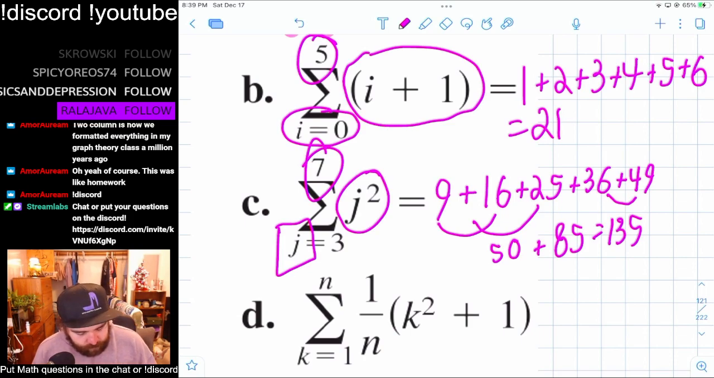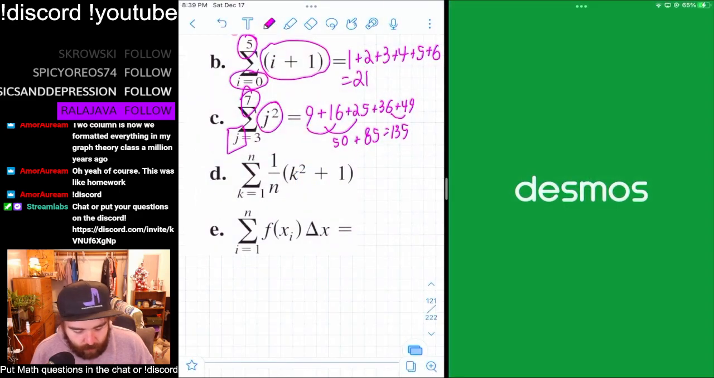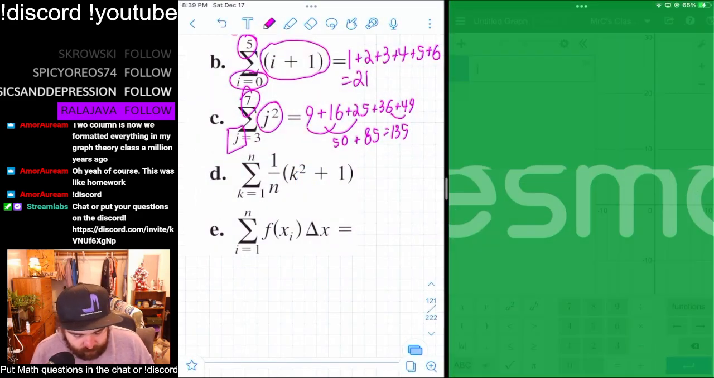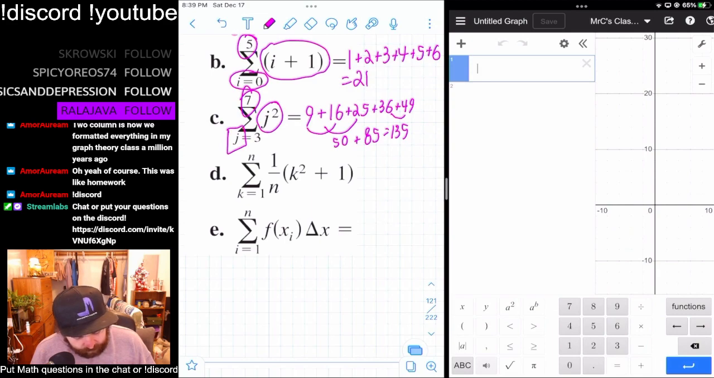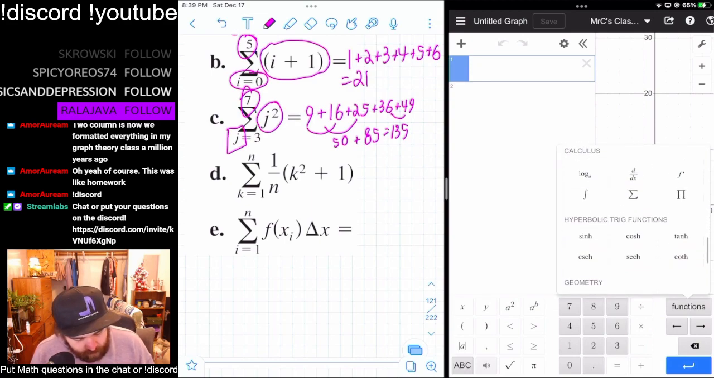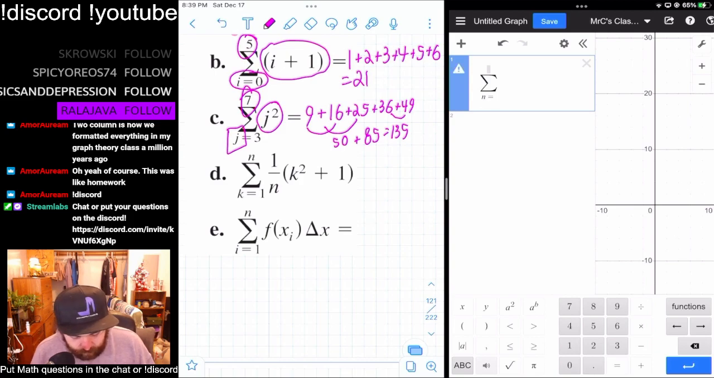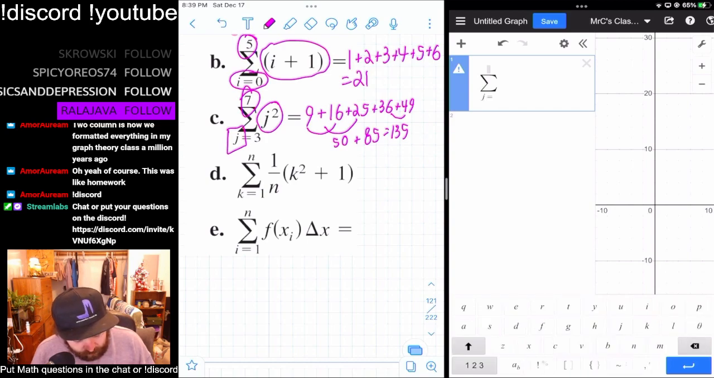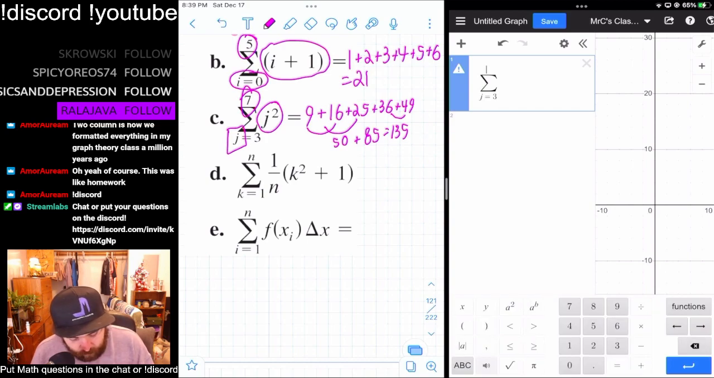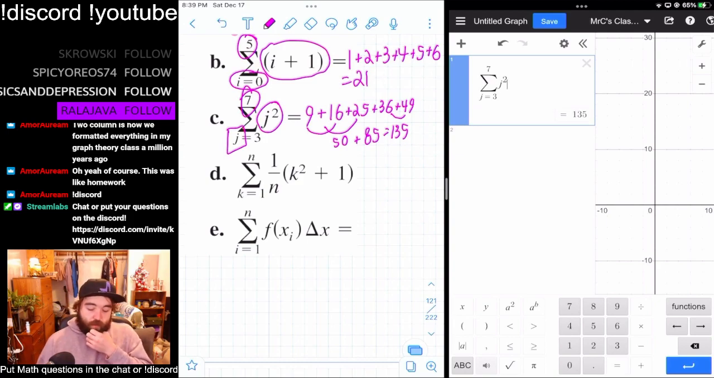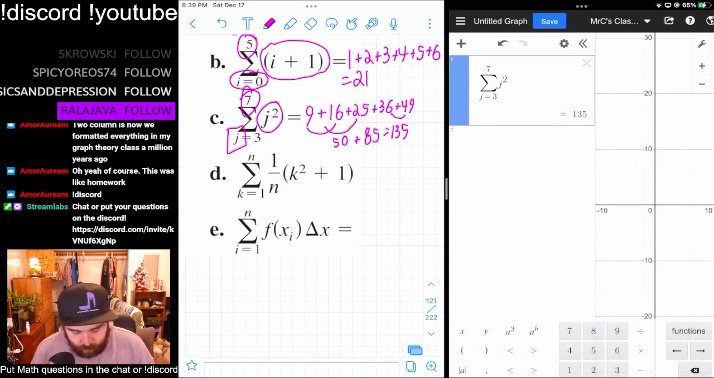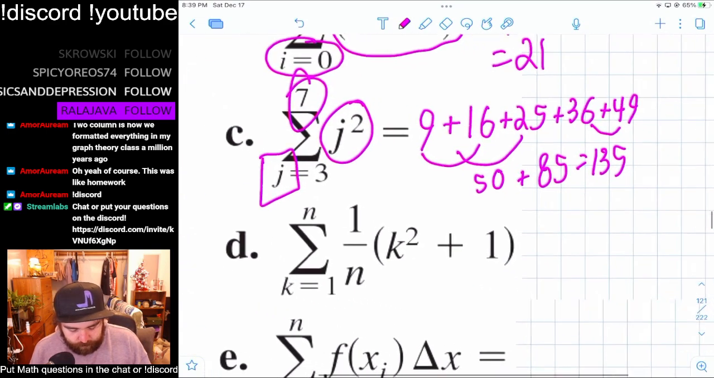Just to be clear, because we went a little faster with our mental math, and just to show as an example, Desmos can do these. You can type in sum or sigma, but you can also go here to get the functions. We'll do what they do. They use j. So j, we'll start off at 3, we'll end at 7, and our formula will be j squared. There we go, 135. So just to show that Desmos can do those as well.